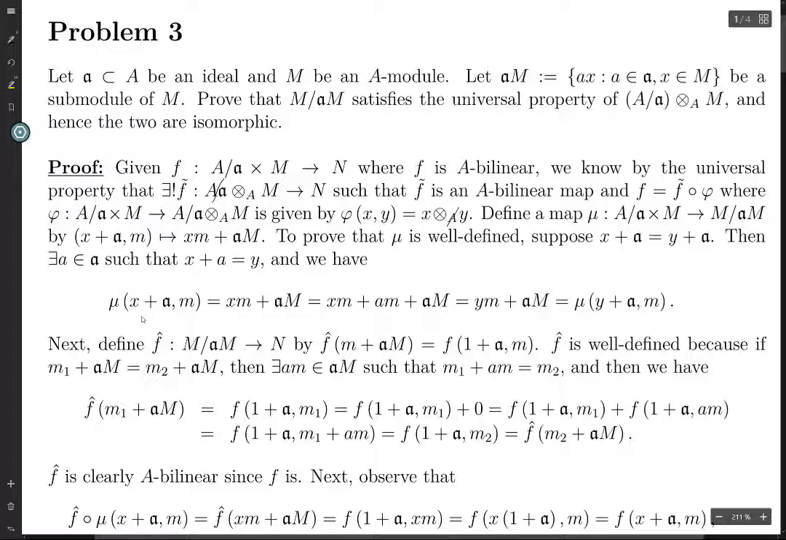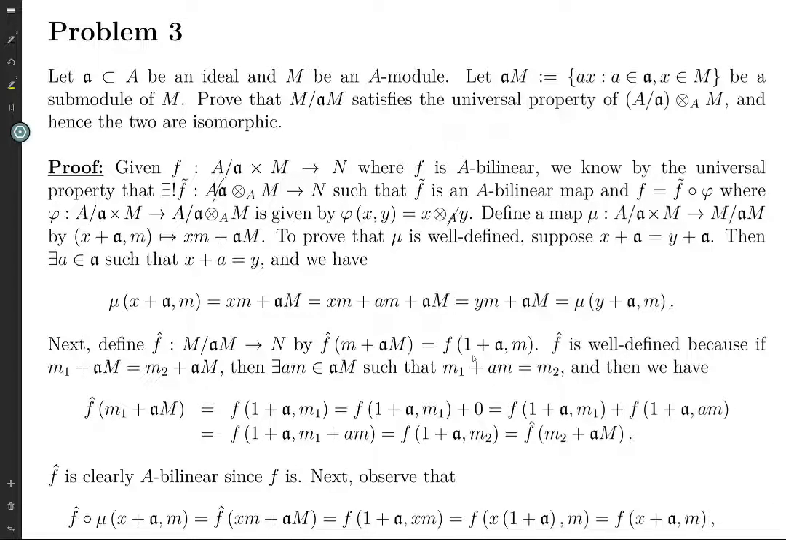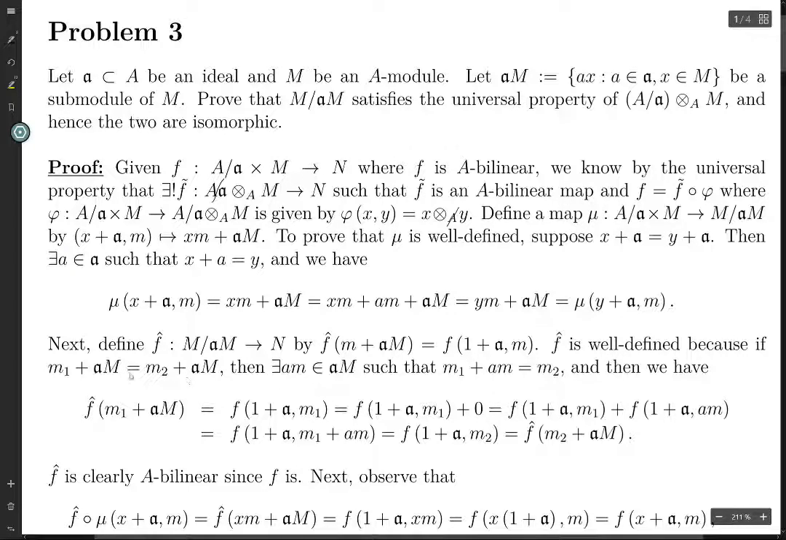Now to find a new map, f hat, from M/𝔞M to N by this thing. We just put m there, and in the first coordinate we just put the one coset. It's well defined because if you choose two different coset representatives and you let am be the thing that makes them the same, which you can do because they're in the same coset.